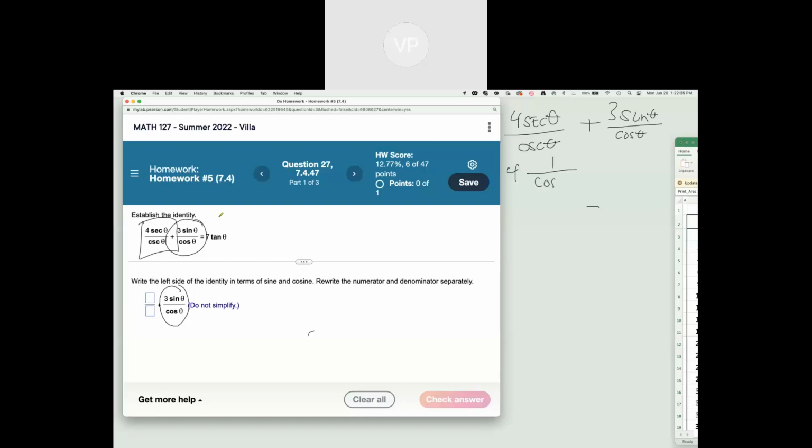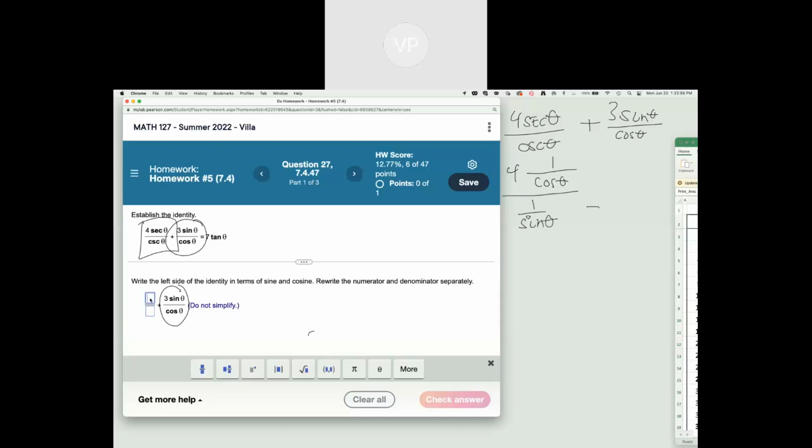Well, this should become 1 over cosine, and this should be 1 over sine. Okay, now, I could stop right here, but I believe they're going to want this thing to be simplified a little bit more. Okay, now, so let me test it out. And this is, again, why the homework is good for you. Let's just say I went with this right here. 4 times 1 over cosine theta. Like I said, I'm pretty sure this is wrong, but I just want you guys to see why this is not correct.